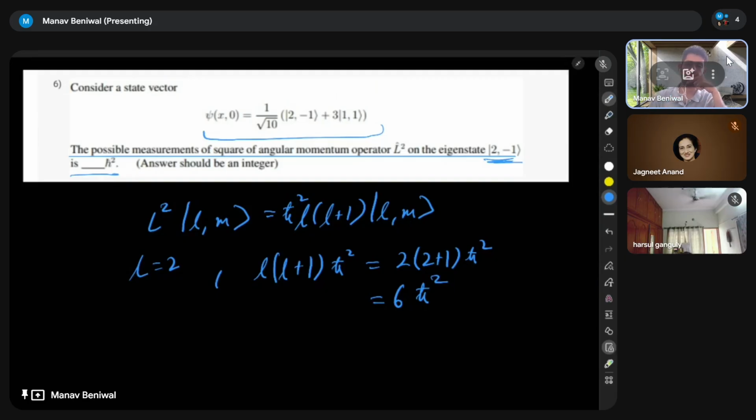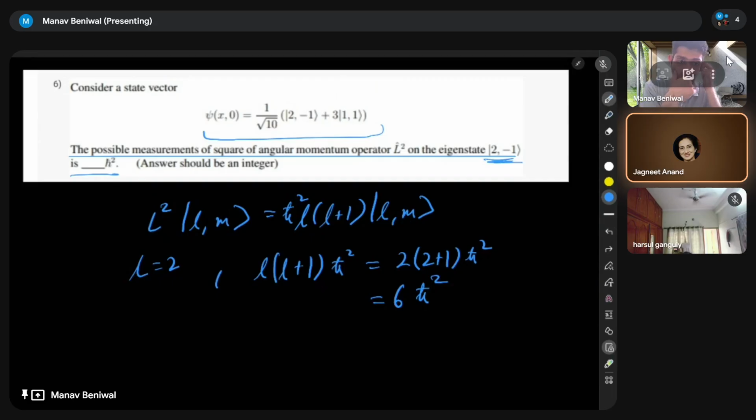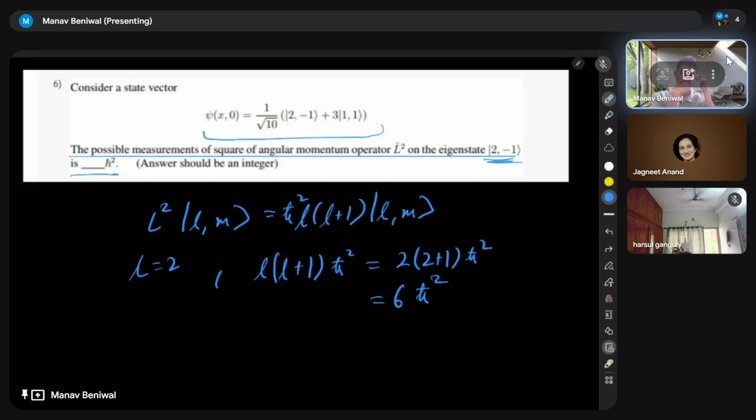Now is this the final answer, or should we consider this 1 by root 10 factor? What do you think? I think this is the final answer. Yes, it is the final answer, because we are operating L square on this eigenstate. The problem does not say that operator L square is operating on psi. It is just operating on this eigenstate. So this is the final answer.